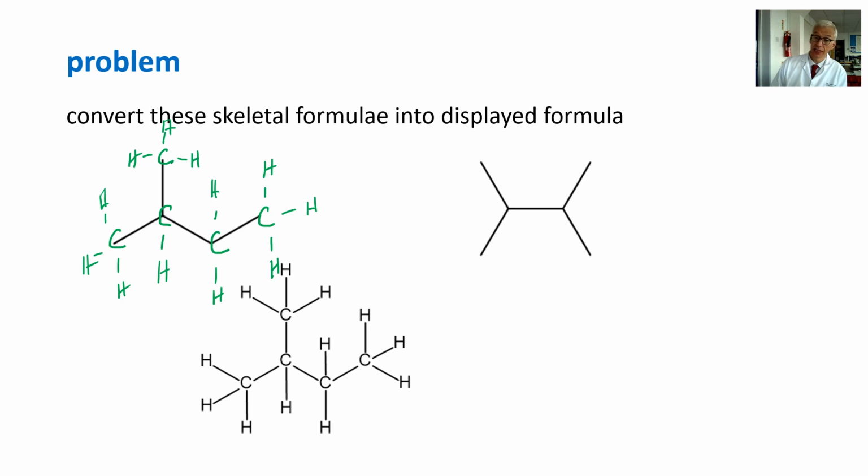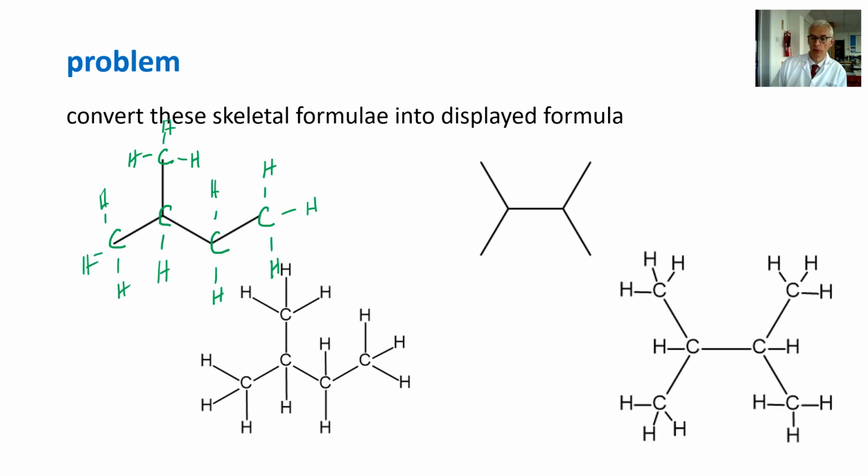So here is the answer to the displayed formula for the right-hand version. As you can see, every carbon has 4 bonds. We've drawn in the carbons, we've drawn in the hydrogens to which they are bonded, and the carbon-hydrogen bond. Check your answer, make sure you can convert a skeletal formula into a displayed formula.